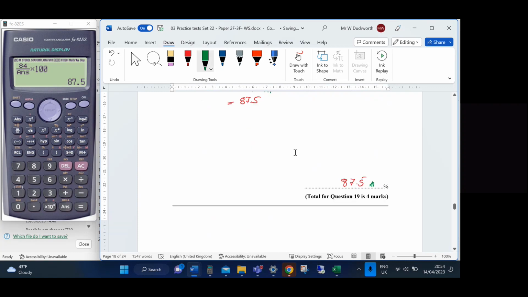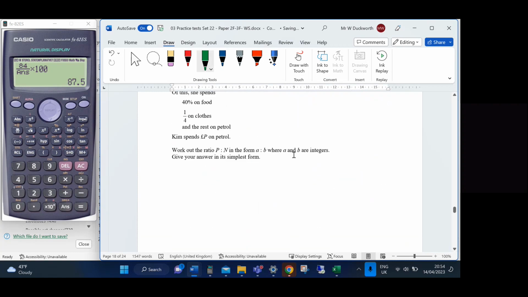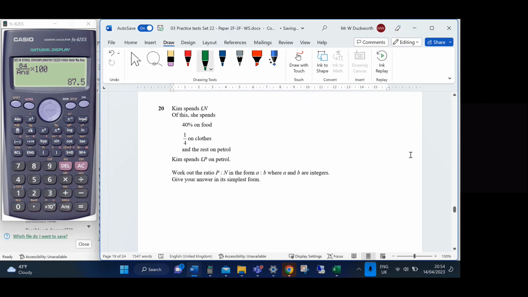Okay, there we go. And question 20. Kim spends N pounds. Of this, she spends 40% on food, a quarter on clothes, and the rest on petrol. Kim spends P pounds on petrol. Work out the ratio P to N, in the form A to B, where A and B are integers in their simplest form.